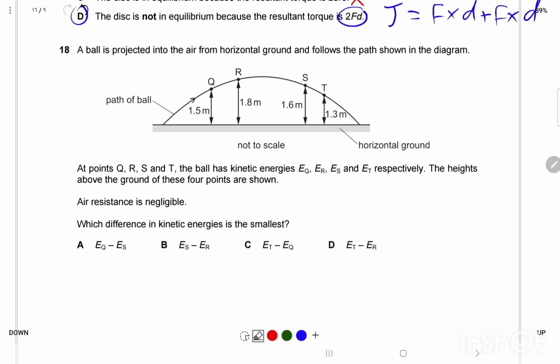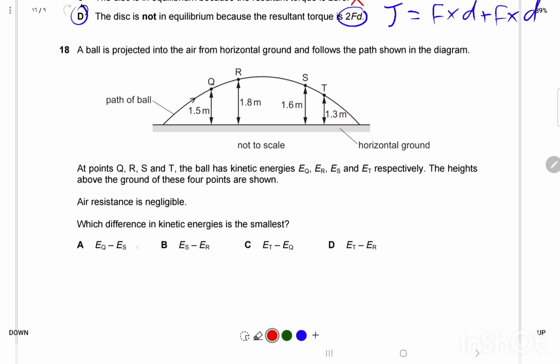Question 18. A ball is projected into the air from horizontal ground and follows the path shown in the diagram. At points Q, R, S, and T, the ball has kinetic energies EQ, ER, ES, and ET respectively. The heights above the ground of these 4 points are shown. Air resistance is negligible. Which difference in kinetic energies is the smallest? Since air resistance is negligible, the smallest difference in kinetic energy will also be the smallest difference in gravitational potential energy. So let's check one by one.